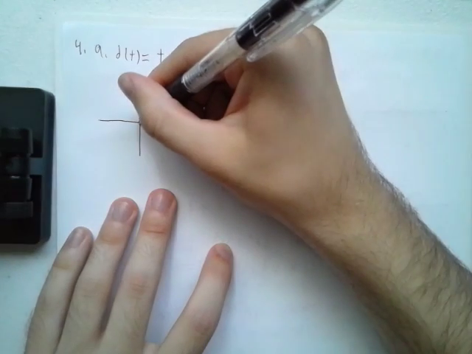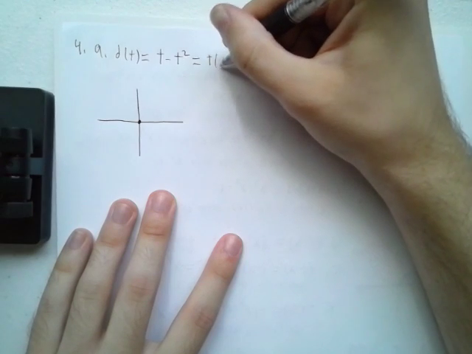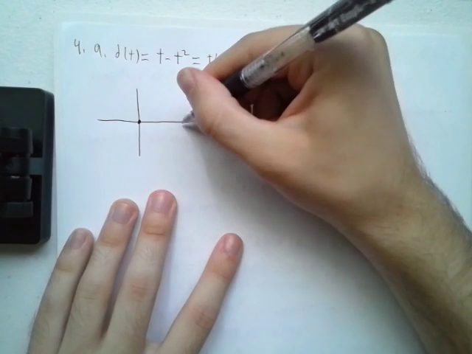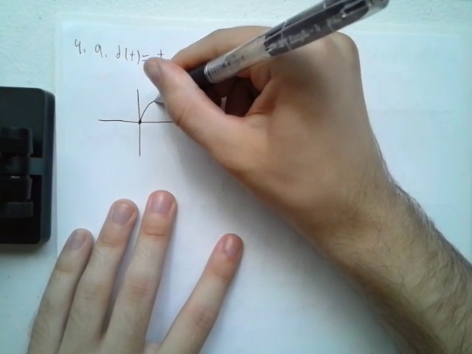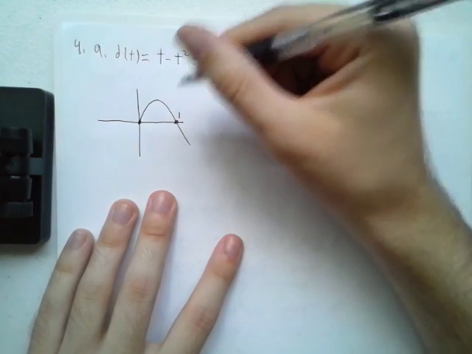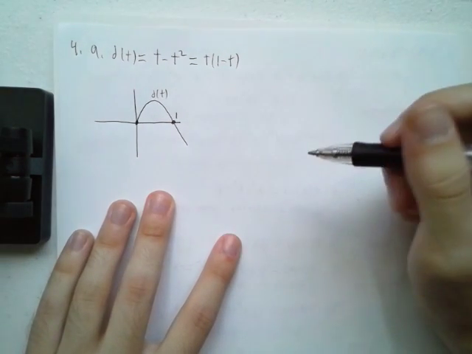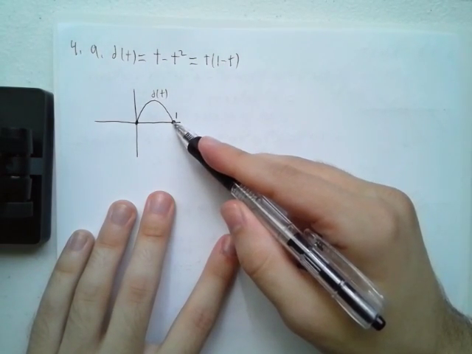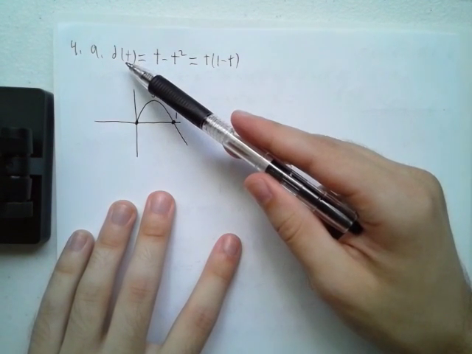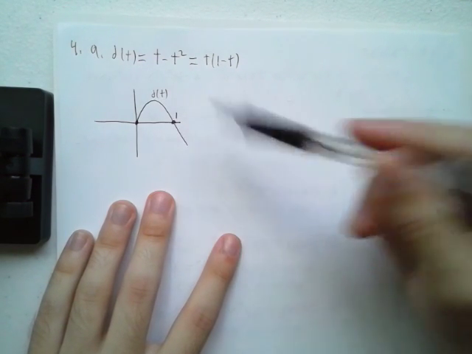So d of t, we can factor this as t times 1 minus t. So we see that this is equal to 0 at t equals 0 and at t equals 1. So it ends up being a parabola, which looks something like this. And so this tells us that when t is equal to 1, d of t is equal to 0. D of t is this car's distance from home, so therefore that's when it returns.